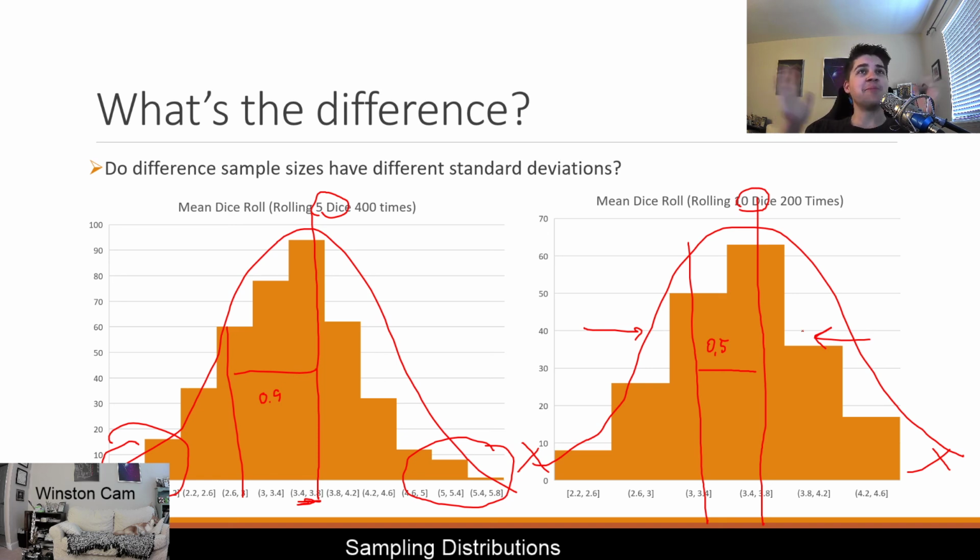So let me wrap this up. I feel like I'm rambling and losing track of my point. But essentially, in a sampling distribution, the sample size matters. The larger the sample size, the more likely it will be closer to the actual value. And this just means that the standard deviation is smaller because there is less variation when you have a larger sample.